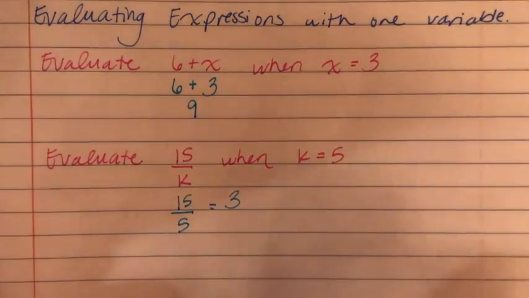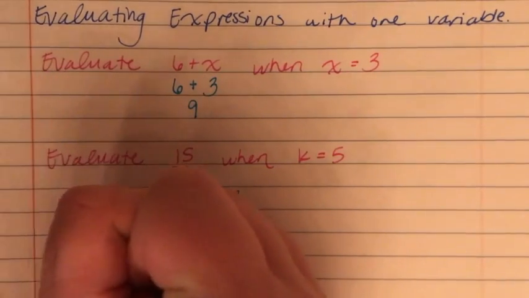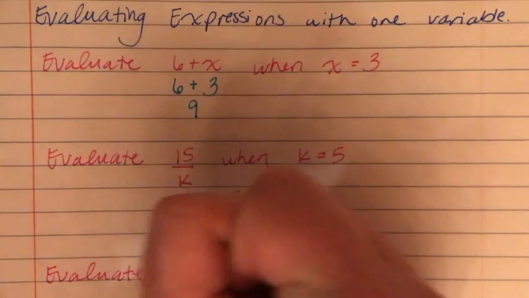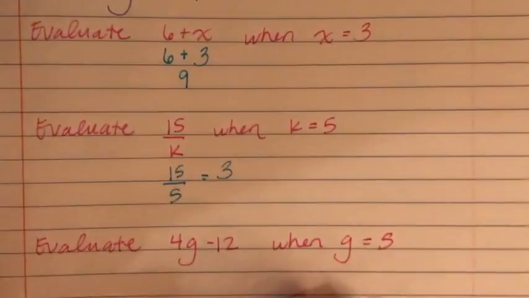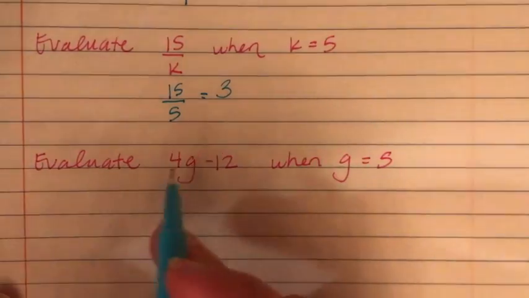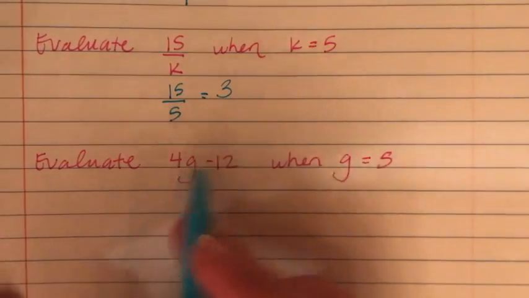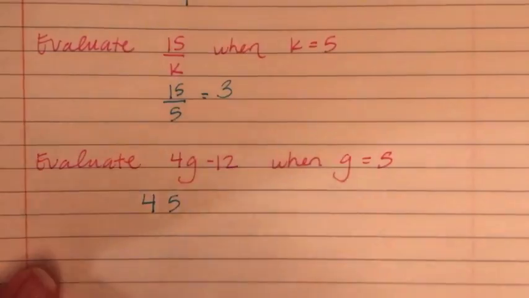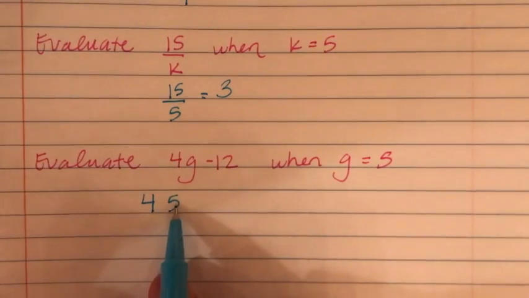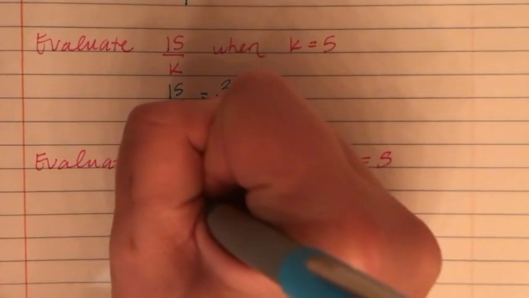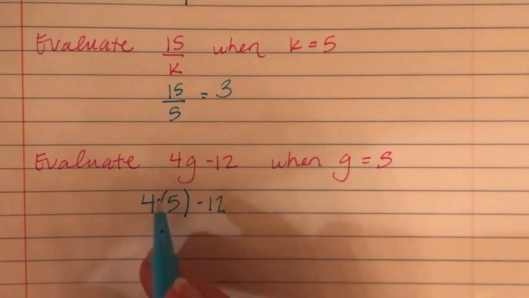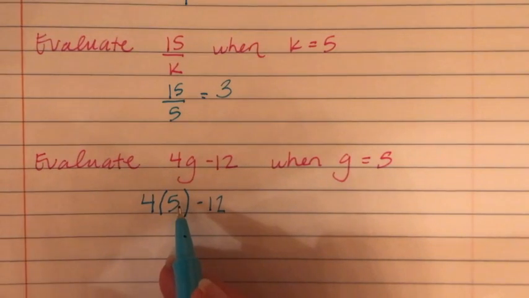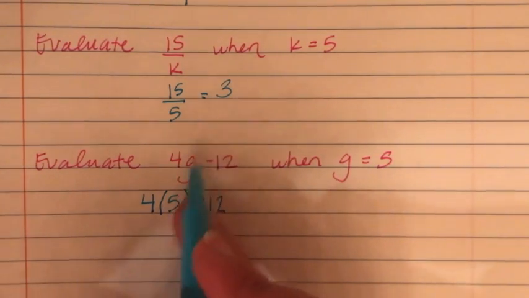Okay, let's do a little bit of a harder one. Evaluate 4g minus 12 when g equals 5. Okay, so again, I'm going to replace g with a 5. Now, when I do this, I don't want to write it like this because in my head I don't think 4 times 5, I think 45. So kind of like in order of operations when we saw that there was a parentheses next to a number, what that means is multiply. So I'm just going to write 4 parentheses 5. You could also write 4 times 5 if you would like to. But this way it looks a little bit more like I replaced the g.